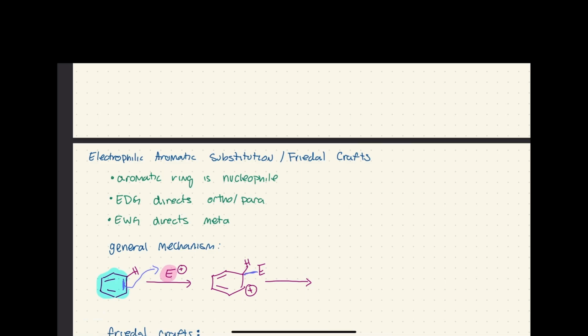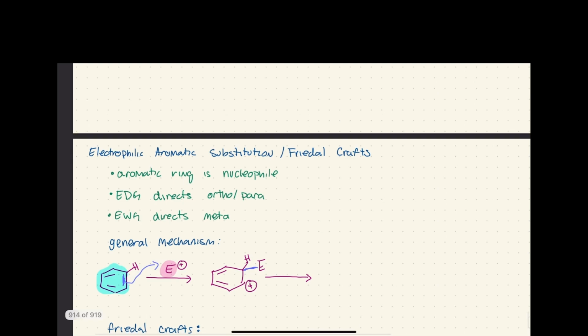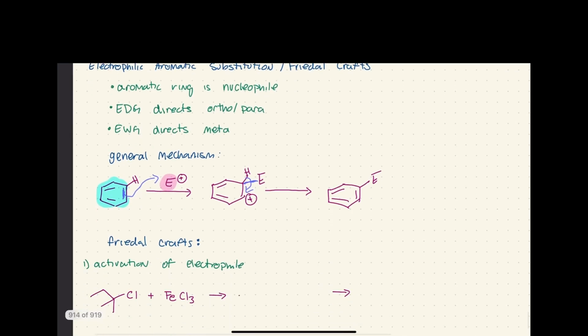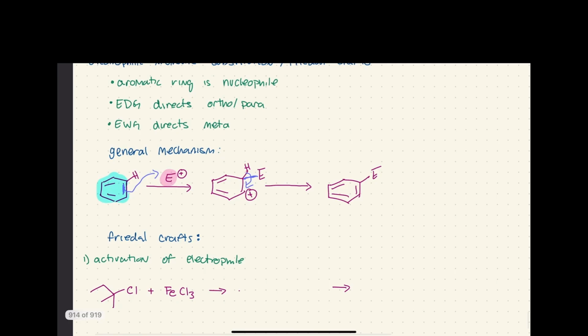We're always motivated to regain aromaticity. So what we see happen is that a deprotonation event happens to lose the hydrogen and regain aromaticity. So that's going to reform our double bond, and we're going to have the electrophile added to the ring. The most common mechanism that we're going to see using this electrophilic aromatic substitution is the Friedel Crafts alkylation and the Friedel Crafts acylation. In this case, we first have to activate the electrophile.